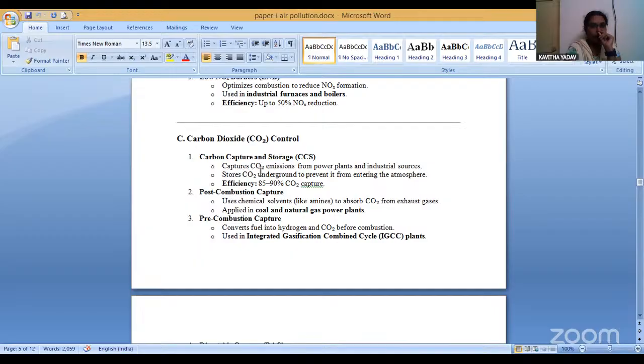The next one is pre-combustion capture. It converts the fuel into hydrogen and carbon dioxide before combustion, converting the fuel into hydrogen before it can convert into carbon dioxide. It is used in integrated gasification combined cycle, IGCC plants.